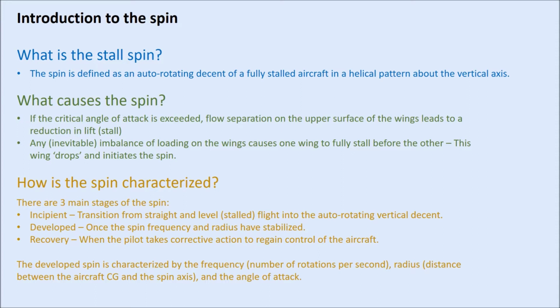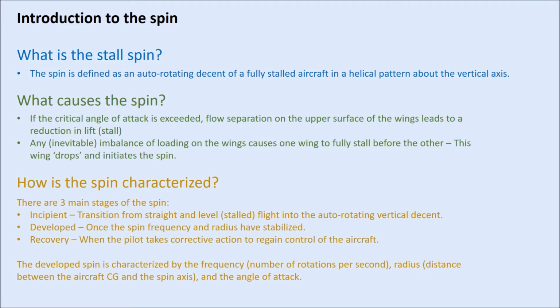This obviously leads to flow separation on the upper surface of the wings, and hence a reduction in lift, right? So that's the stall. You should all be familiar with the concept of the stall. But from there will be an inevitable imbalance of wing loading, which causes one wing to fully stall before the other, and then the one wing that's fully stalled will drop before the other wing, and this will initiate the spin in this downward helical pattern.